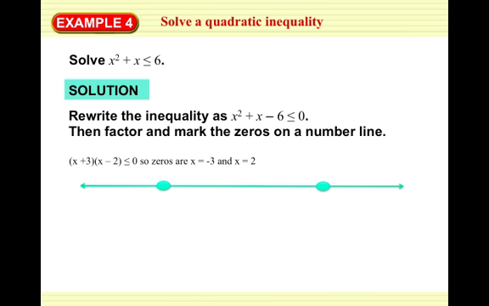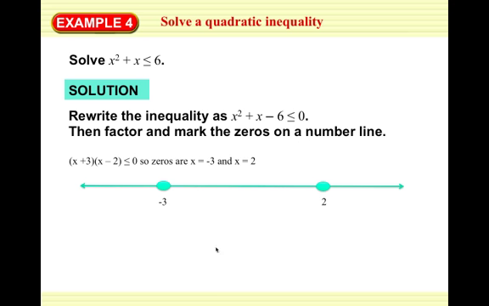So let's see. X squared plus x minus 6, we need numbers that multiply to be negative 6 and add to be 1. So positive 3, negative 2 work. So we've got x plus 3 times x minus 2 less than or equal to 0. We look at just the equation part, x plus 3 times x minus 2 equals 0. And we find the two zeros for that. So x equals negative 3 and x equals positive 2. So we mark those on the number line.